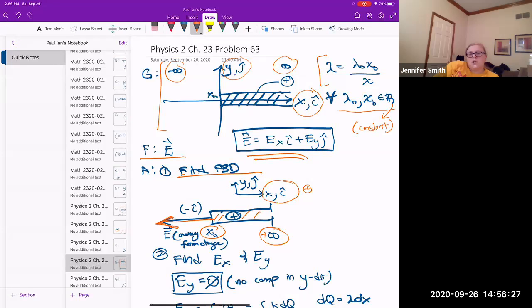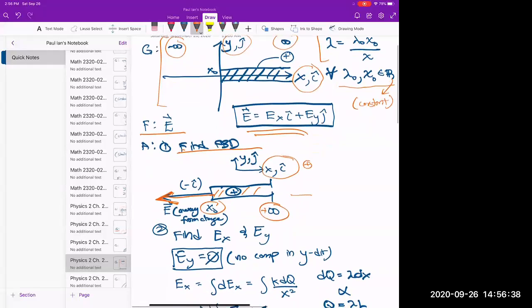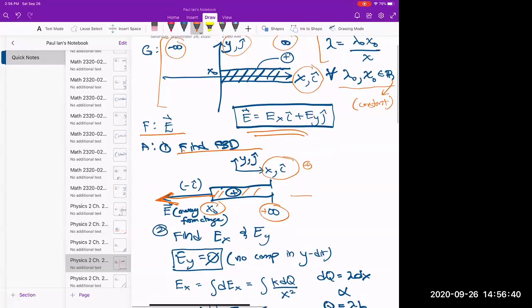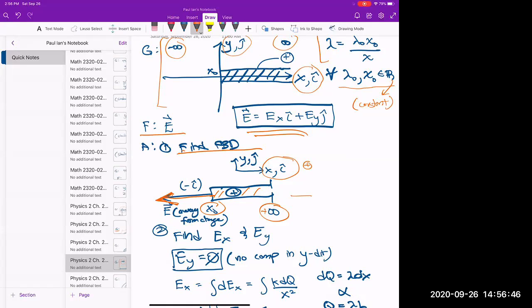And why is that? Because in the problem, it says the line charge extends to positive infinity, determine the electric field from the origin. And I think I wrote this down somewhere, away from charge. Let me read this again. The line charge starts at X naught and extends to positive infinity; determine the electric field at the origin. I had the answer earlier, I was thinking about this problem.